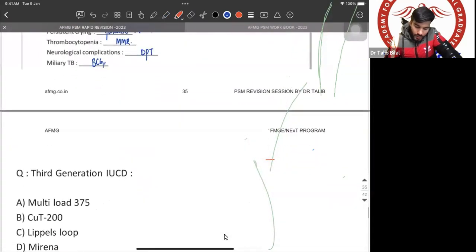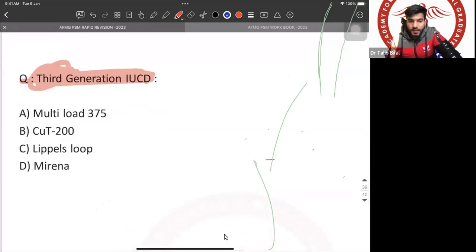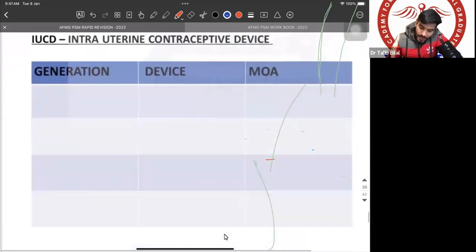Okay, next question. Third generation IUCD, intrauterine copper devices. Which of the following IUCDs is the third generation, guys? That is D, Mirena. Mirena or the hormonal-based IUCDs. Right, guys? So let's discuss these IUCDs, guys.